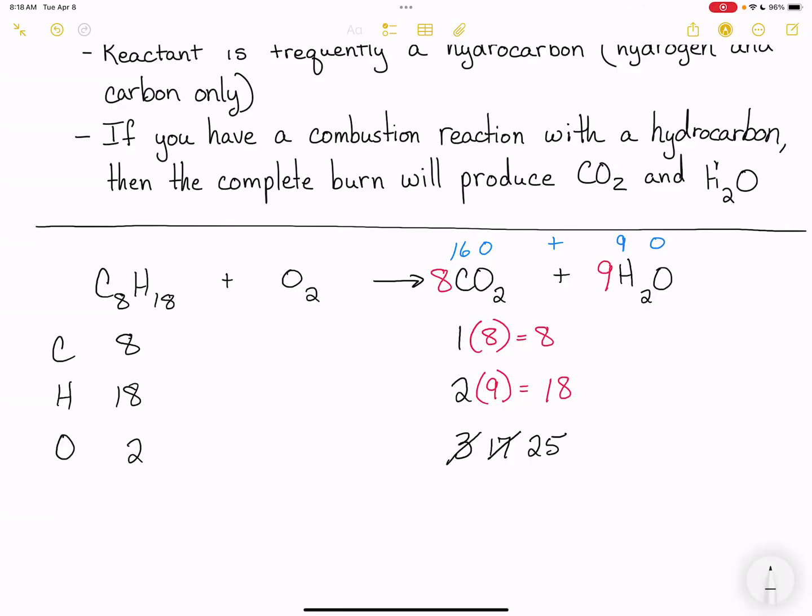Yes, we'll come to that in just a moment. What would the decimal be? 12.5. Okay, so we would need to multiply this by 12.5, which will give us the 25. Whatever we multiply by becomes our coefficient.